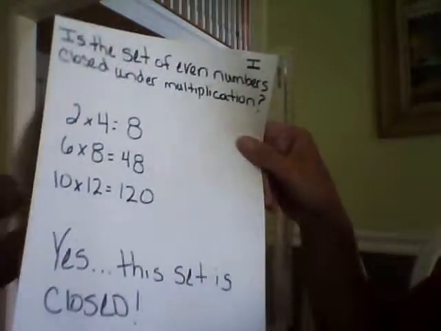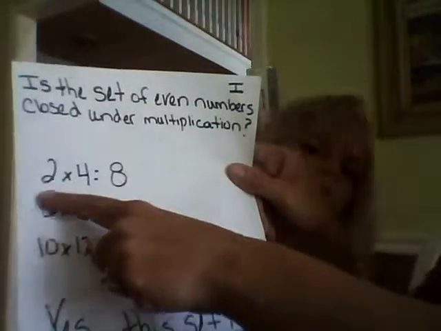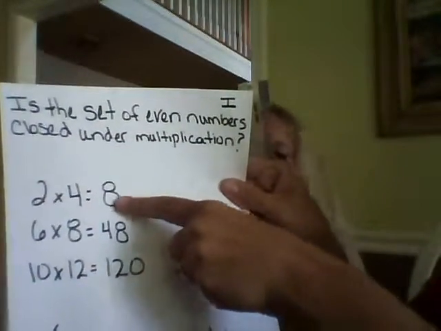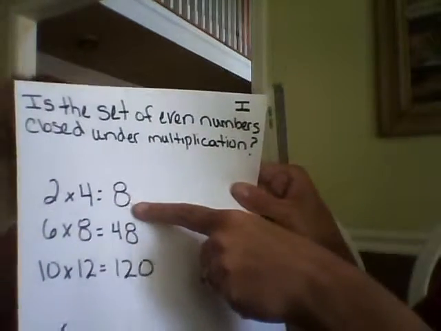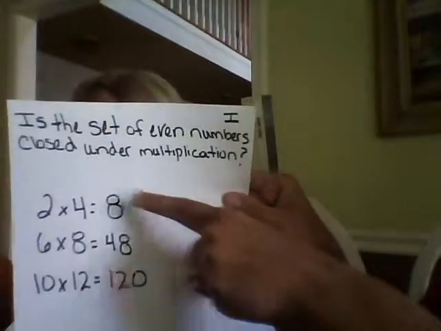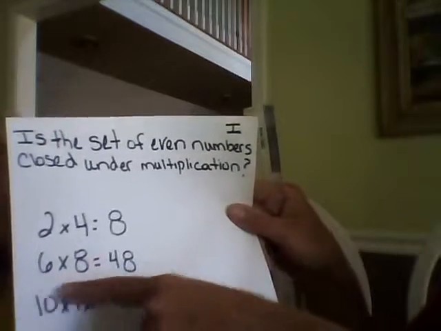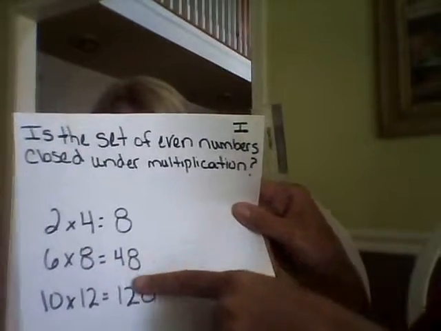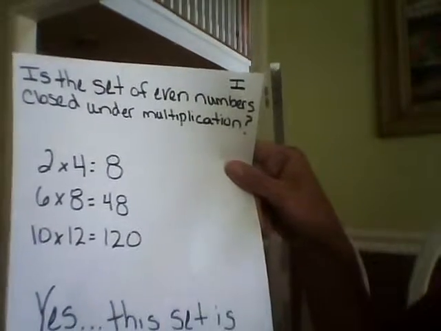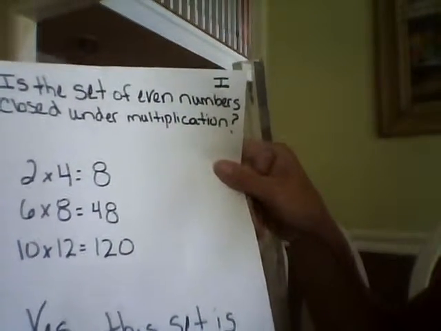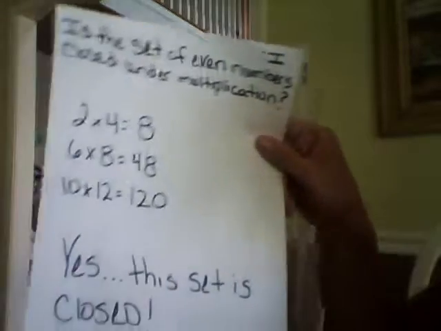Then I had to do the same thing for multiplication. Right here was 2 times 4 equals 8. 2 is my even number and 4 is my even number. When I multiplied them, it gave me an even number, so this is a closed set. Here's another scenario of multiplying 2 even numbers to get an even number, and there's a third example. So yes, this set is closed. Is the set of even numbers closed under multiplication? Yes.